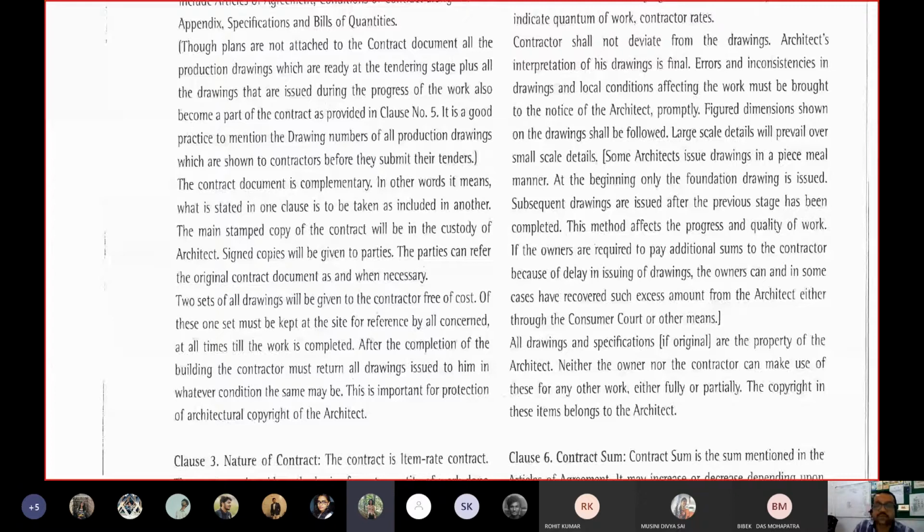Because in case of any problem in future, they can refer to the original copy, because the printed one can be a modified one. No, it's not printed. What happens is, suppose I prepare a design and a working drawing of that. I make two copies of that and give it to the contractor. But the original one I always keep at my office.